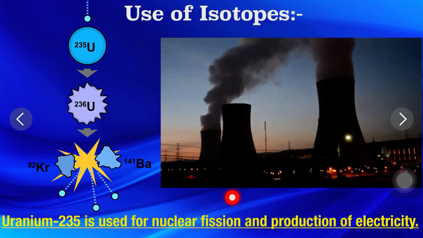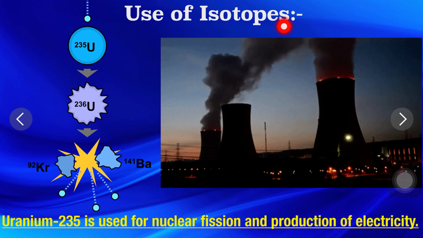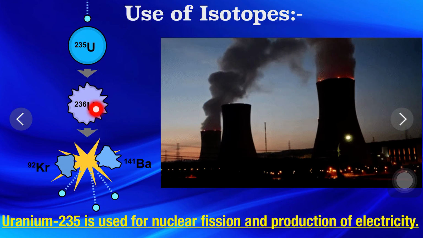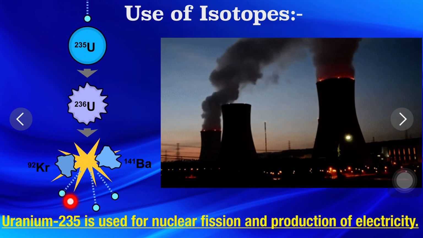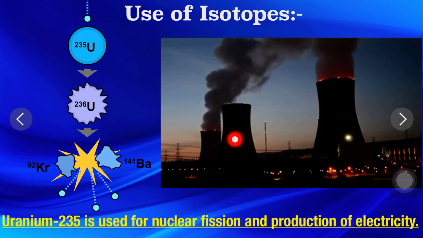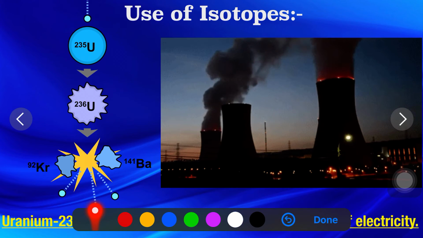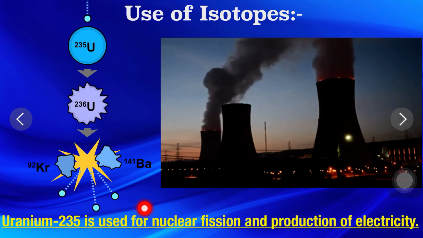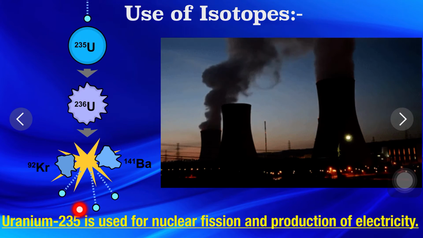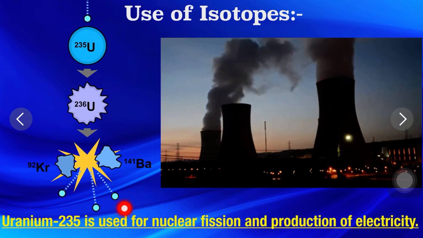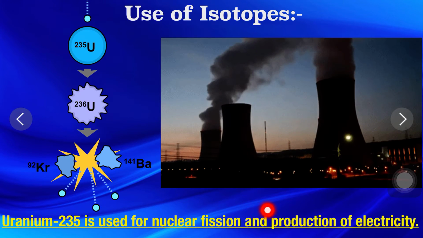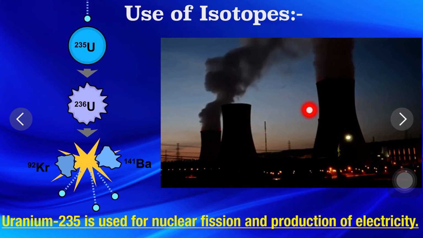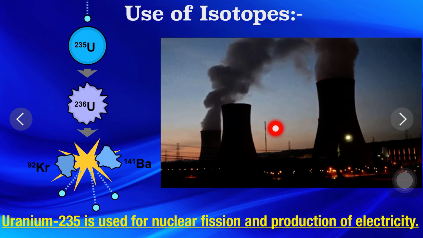Now let us see some of the uses of isotopes. Isotopes of some elements are radioactive. They are used in various fields such as industry, agriculture, medicine, research field, etc. So uranium 235, student, 235 is the mass number, is used for nuclear fission and production of electricity. As you can see in the image, the production of electricity is done.